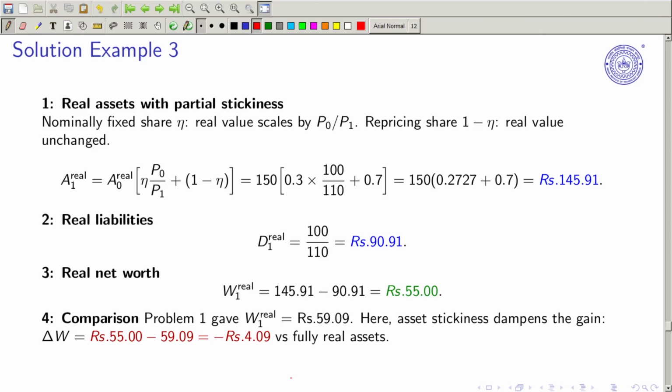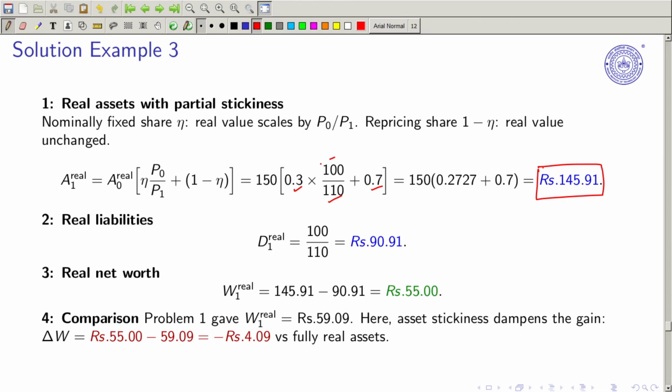Solution, here if you just think about it, the nominally fixed share is there, and the real value of this. So if I just put this into numbers, 150 I have as A0 real, 0.3 is the stickiness that we have here, 1 minus 0.3 is 0.7, and this is what the 110% surprise inflation is. So it is coming out to be rupees 145.91.